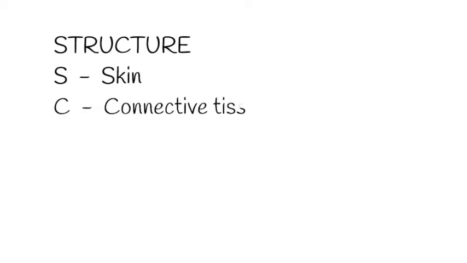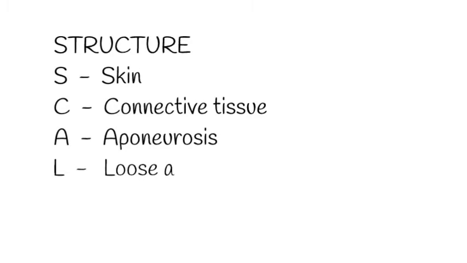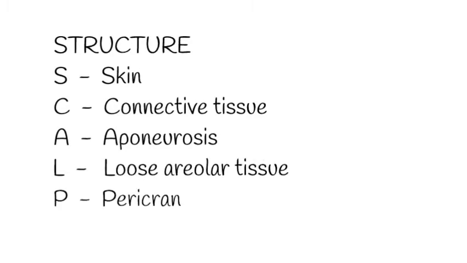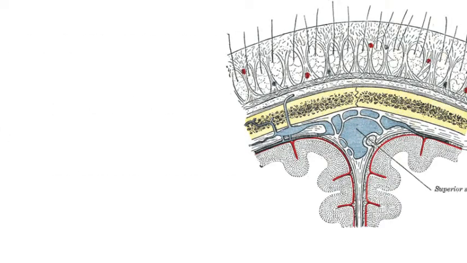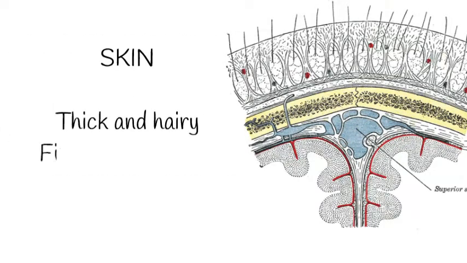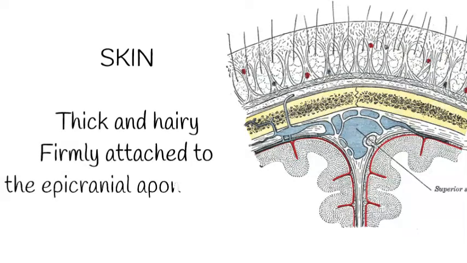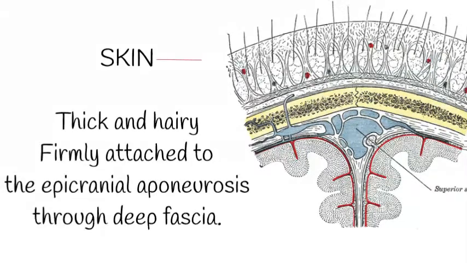Let's see the layers of the scalp. The scalp consists of 5 layers: skin, connective tissue, aponeurosis, loose areolar connective tissue, and pericranium. The skin of the scalp is characterized by plenty of hair follicles, sebaceous glands, and sweat glands. Skin is firmly attached to the epicranial aponeurosis through dense fascia.